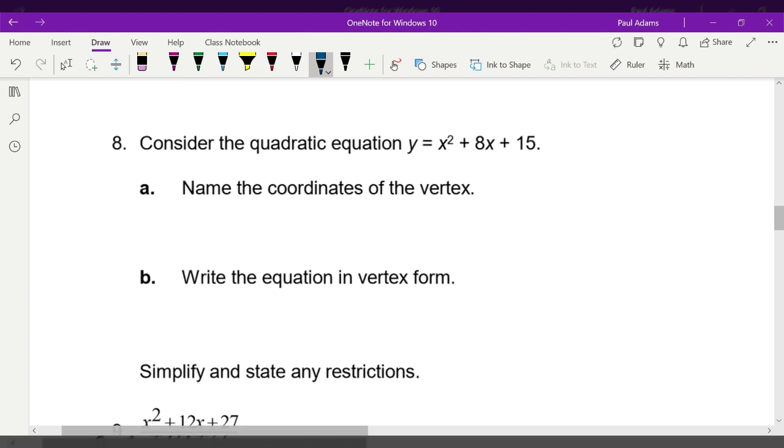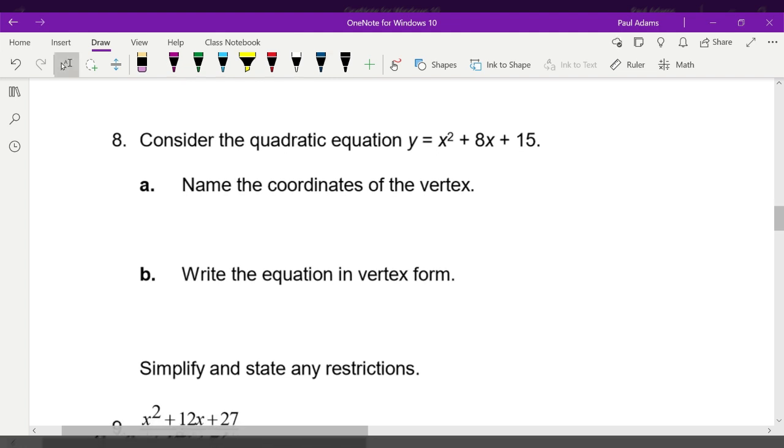All right, number 8. If I have y equals x squared plus 8x plus 15, if you remember, given standard form, how do I find the x value of the vertex? Find the x value, it's the opposite of b over 2a. Also, you could have plugged that into the calculator and graphed it and then figured out where the vertex was from there as well. So negative 8 over 2, in this case it's going to be negative 4.